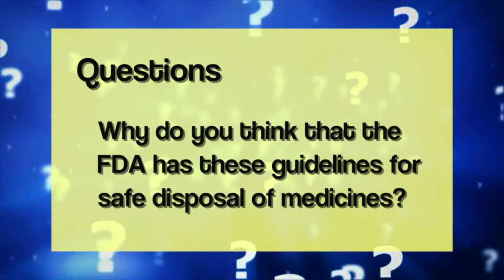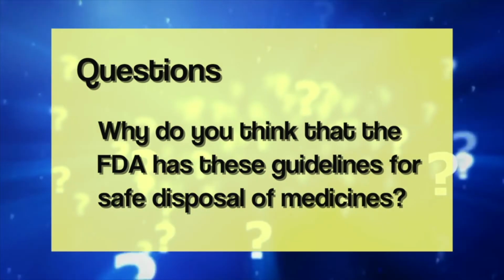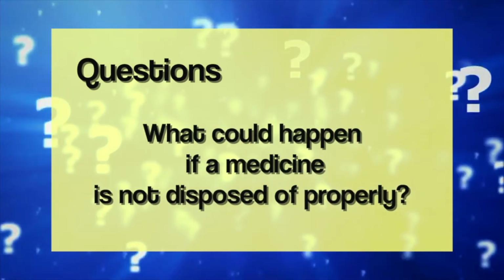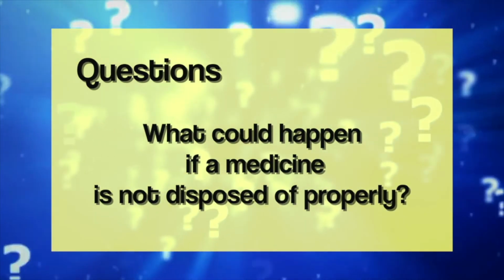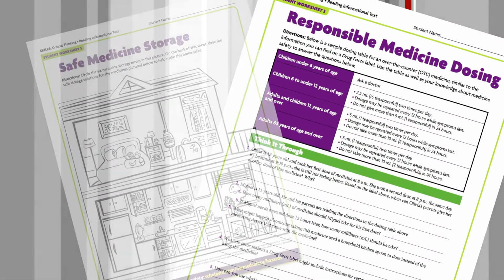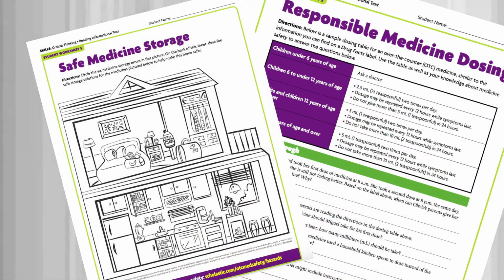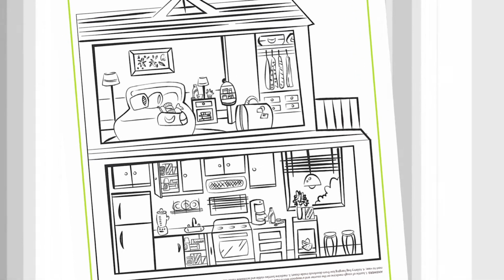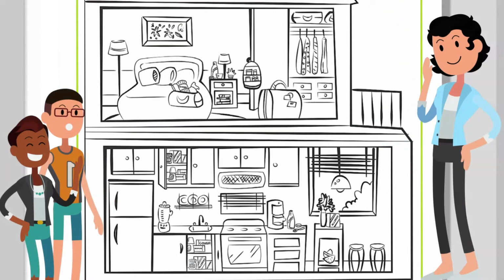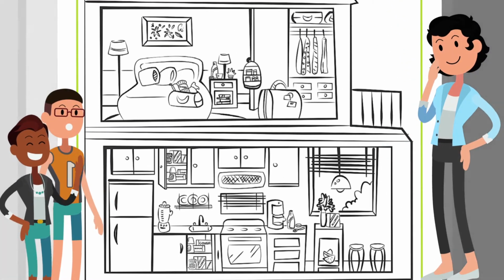Ask questions like, why do you think that the FDA has these guidelines for safe disposal of medicines? What could happen if a medicine is not disposed of properly? After the students have completed their worksheets, continue the discussion. What did you learn about safe storage? Is there anything from today's discussion that might be important to mention at home?